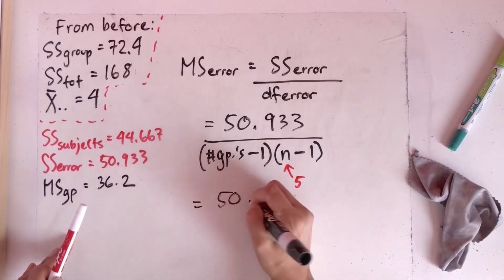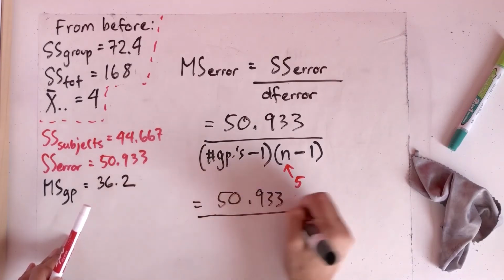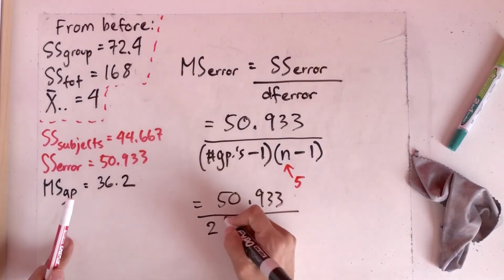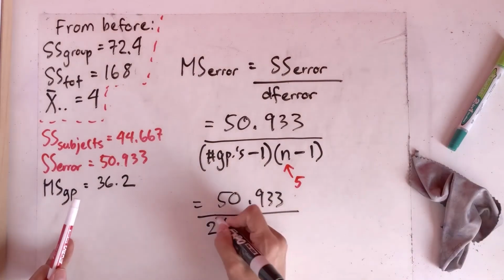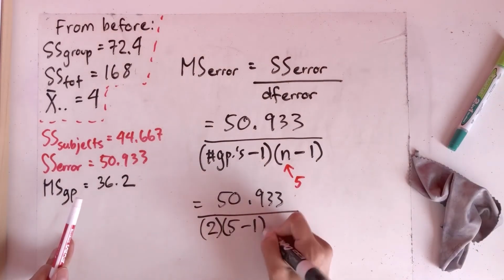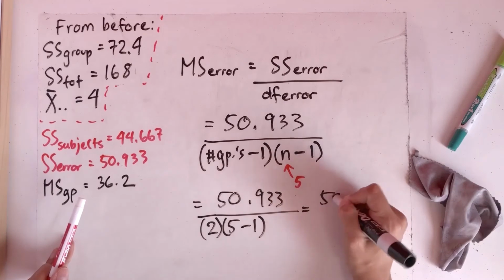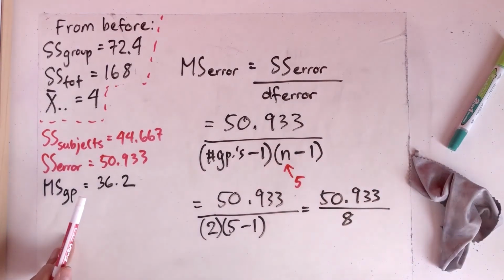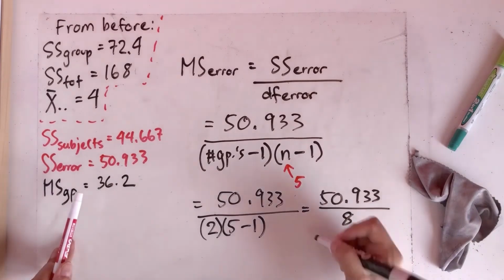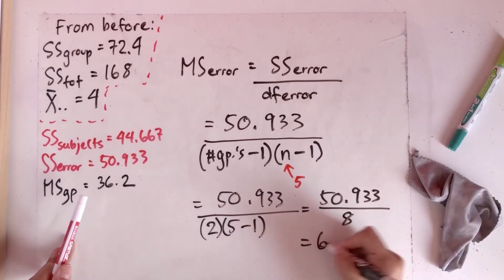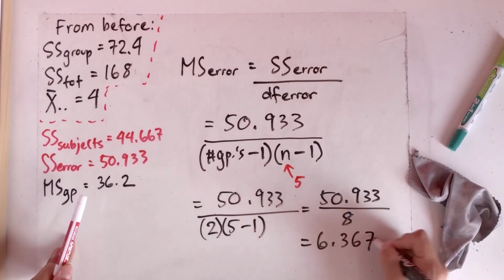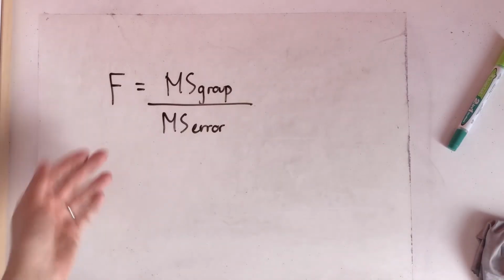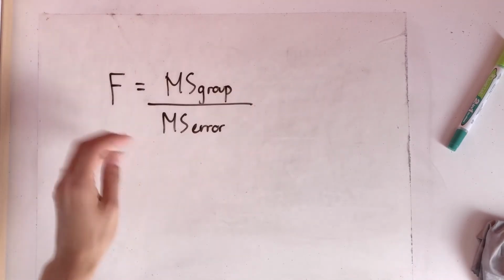So that's 50.933, and that is divided by 2 times 5 minus 1, or 2 times 4. So this time we're dividing our sum of squares error by 8, and that's our degrees of freedom error, and the answer is 6.367.